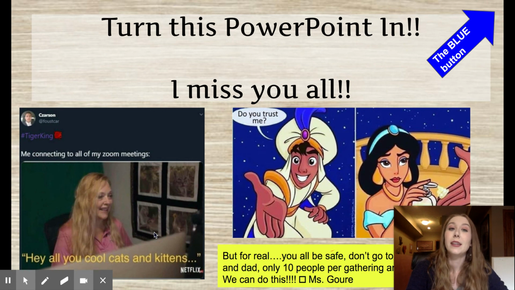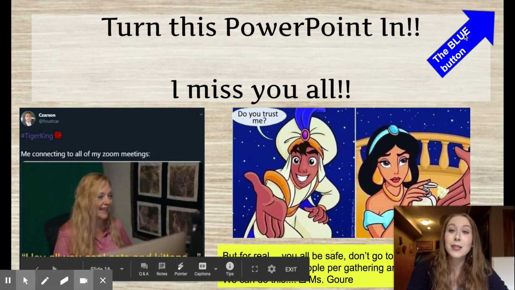So last thing is, make sure you turn in with the blue button. The arrow's pointing to the blue button. Make sure you turn it in.